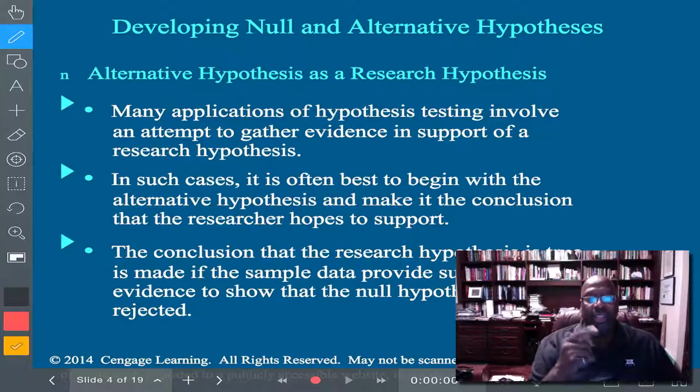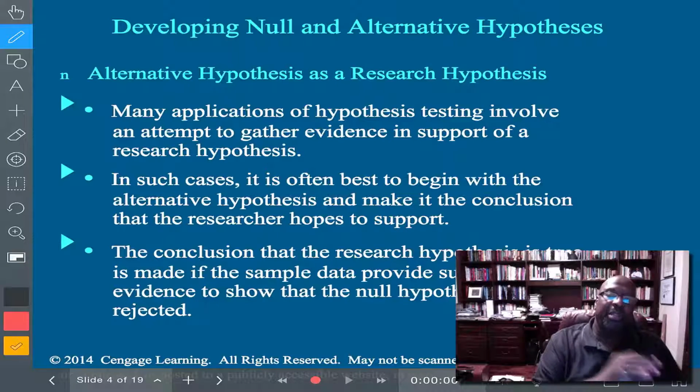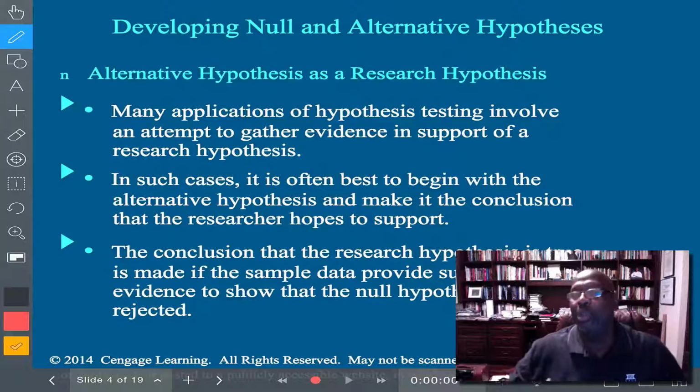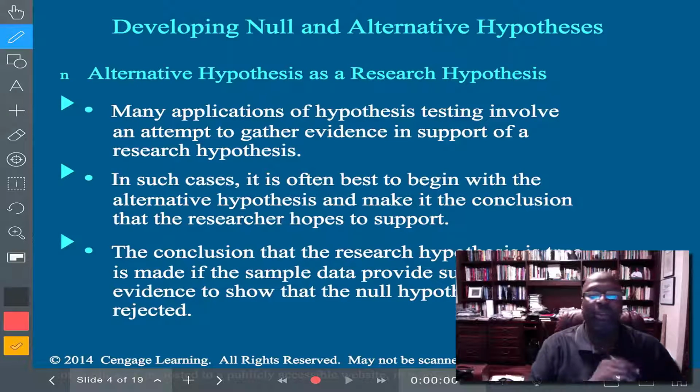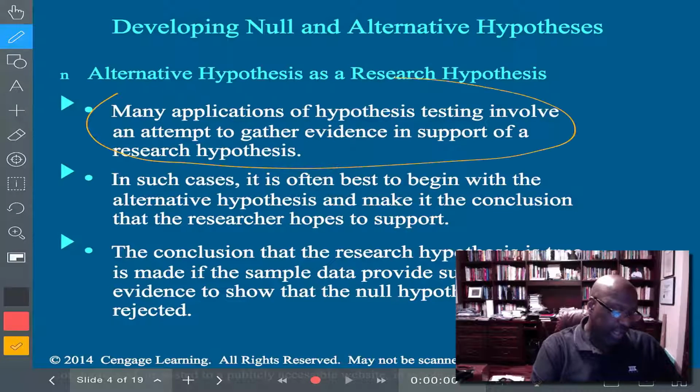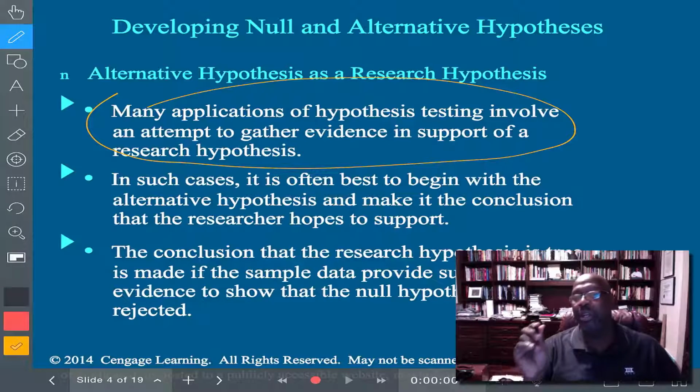So this is in terms of the whole idea of looking for evidence. We're told here that many applications of hypothesis testing involve an attempt to gather evidence in support of the research hypothesis. So usually you're not trying to prove the null hypothesis, you're trying to support the alternate. So you'll say, I'll assume that the average performance on an exam is 66%. But now I want to find evidence that it is actually different, or is more, or is less than that.